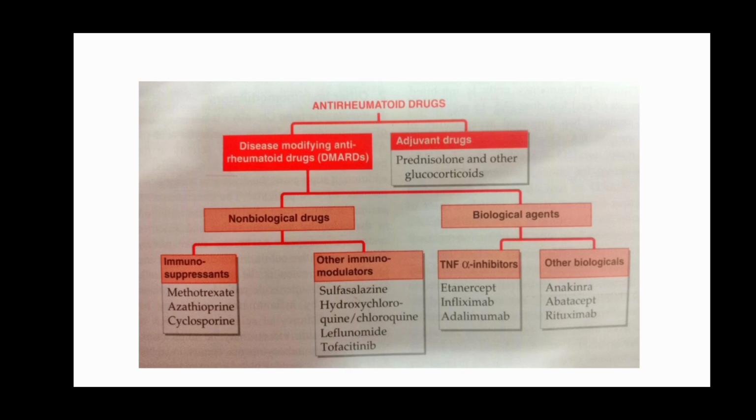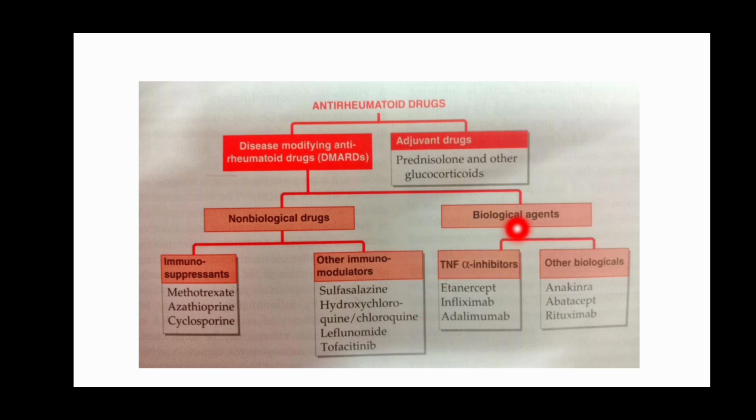Usually, these are disease modifying anti-rheumatoid drugs. They improve the symptoms and also modify the disease. We can classify them into two types: non-biological drugs and biological drugs. In non-biological drugs, we use immunosuppressants and immunomodulators. The main drugs are methotrexate, azathioprine and cyclosporine, and others are sulfasalazine, hydroxychloroquine or chloroquine, leflunomide and tofacitinib.